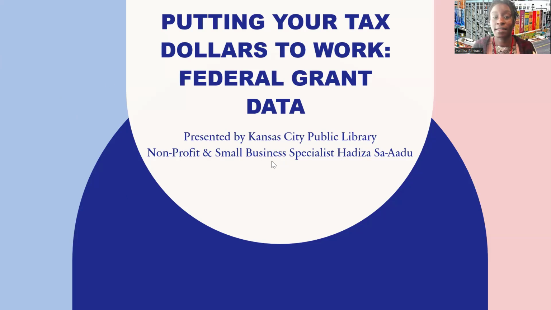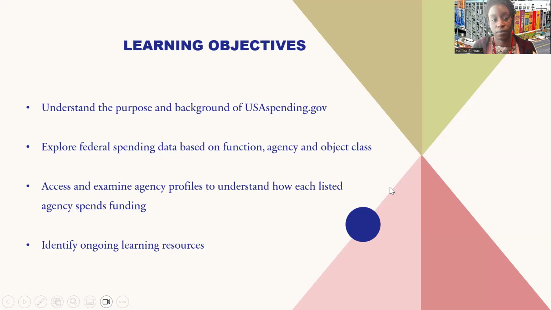So let's dive into our learning objectives for our time today. Okay, our first objective is to primarily understand the purpose and background of USAspending.gov. There is a bit of legislative history that goes with the creation of USAspending.gov that is relevant as far as just understanding how the data is presented and why it's available.